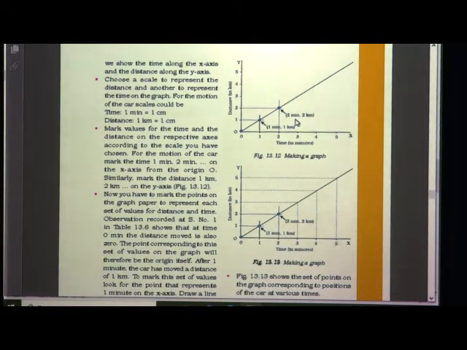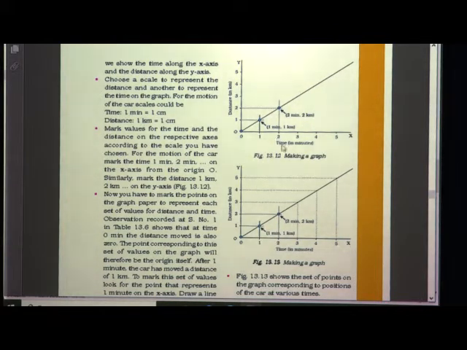Hope you understood how it is drawn: first the point of intersection of 1 minute and 1 kilometer, then the second point of 2 minutes and 2 kilometers.